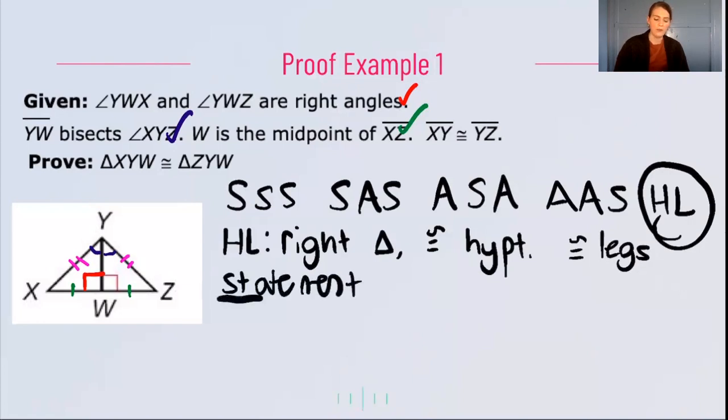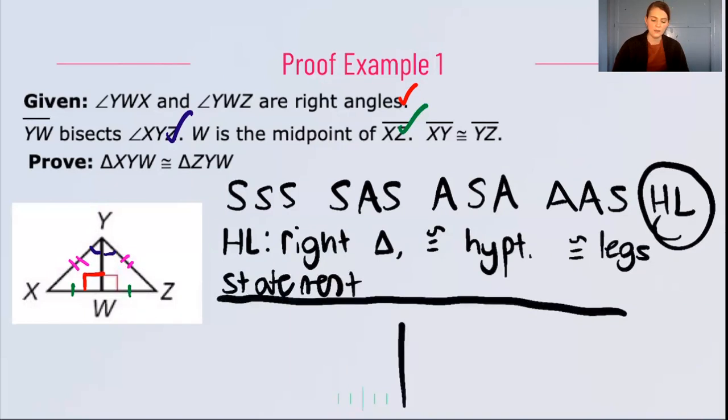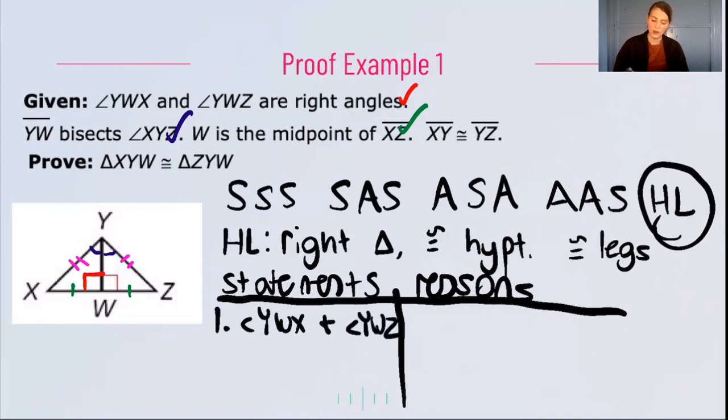When I set up this proof though, I'm going to list what's needed and take out what's not. So I have statements and reasons. So first of all, to prove that they are right triangles, I'm going to list my first given, that YWX and YWZ are right angles.